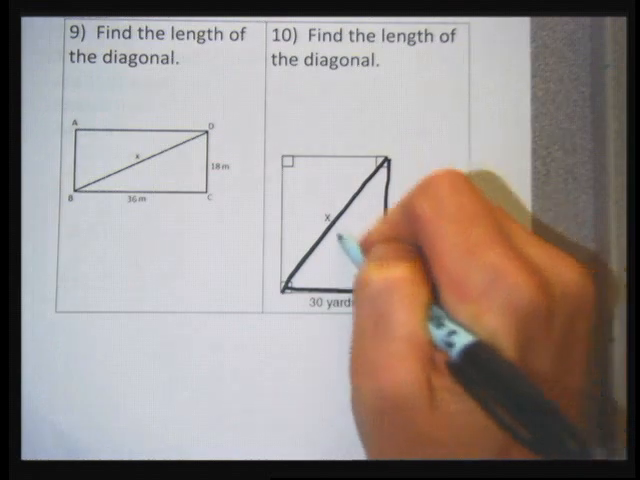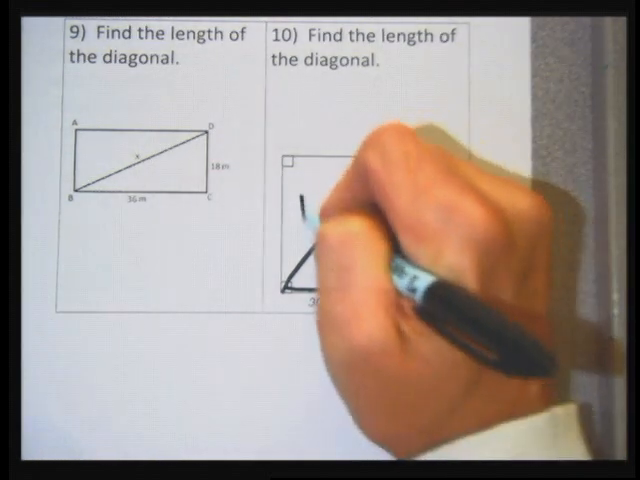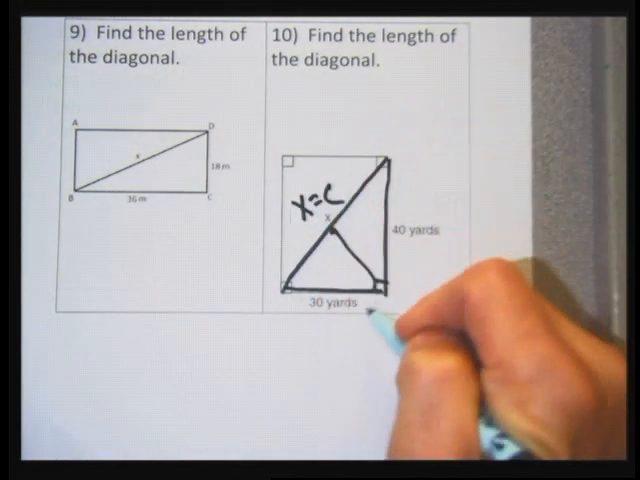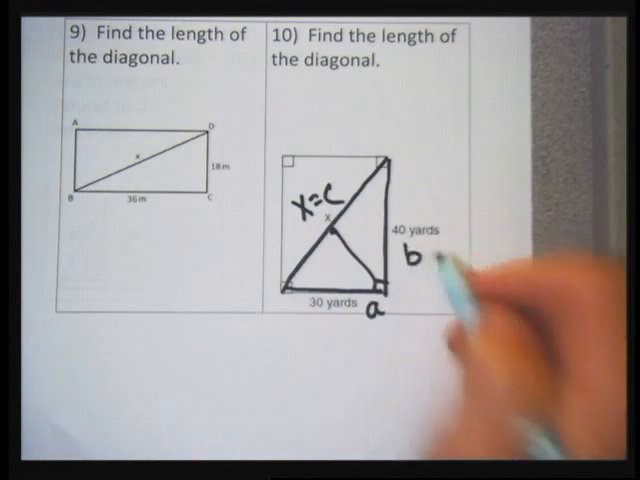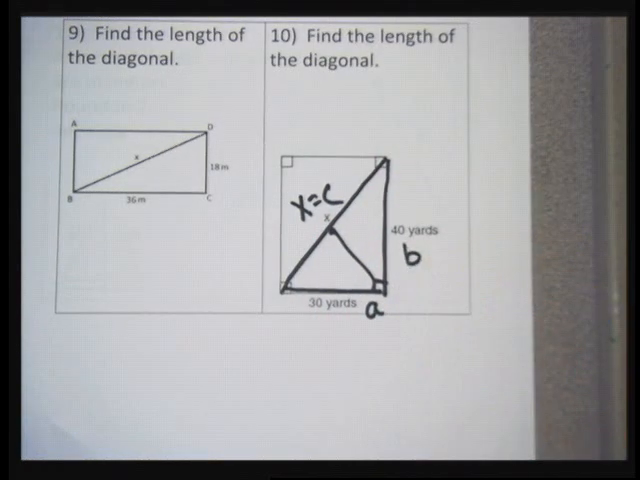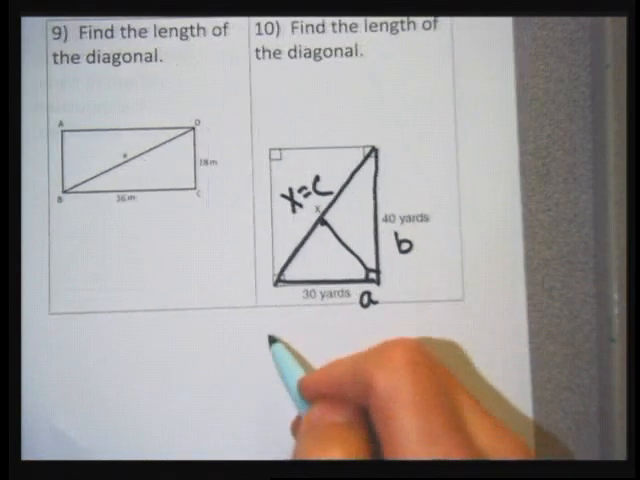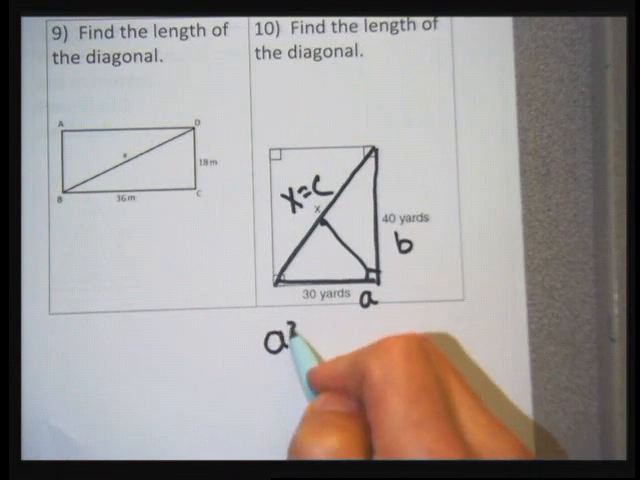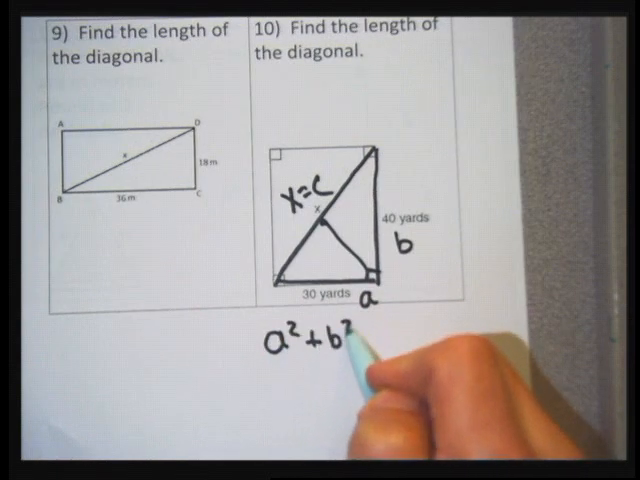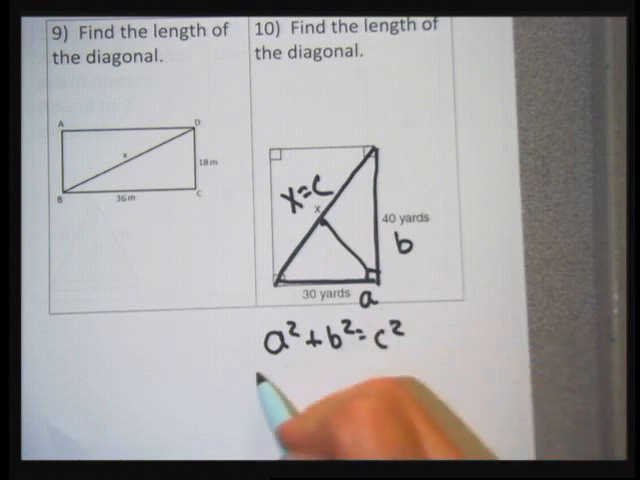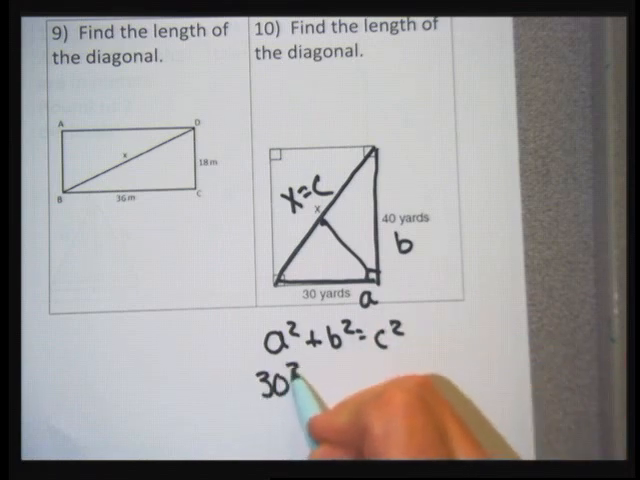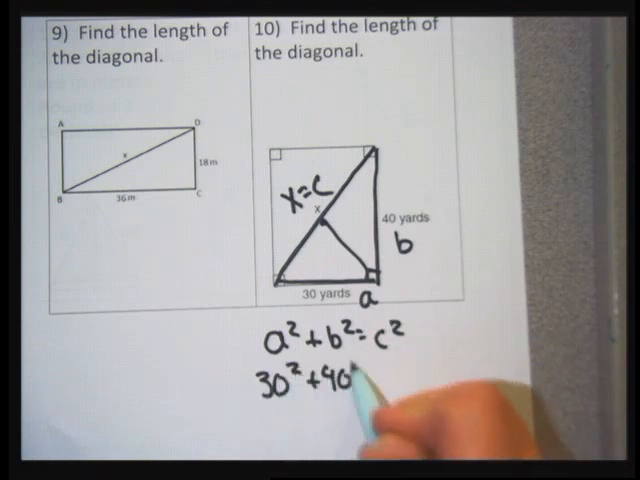This is the right angle, so this is the C. And then I'm going to make this side an A and this side a B. I don't know if I'm being consistent or not, but it really doesn't matter. So now I'm going to use the formula a squared plus b squared equals c squared. I'm going to go 30 squared plus 40 squared.